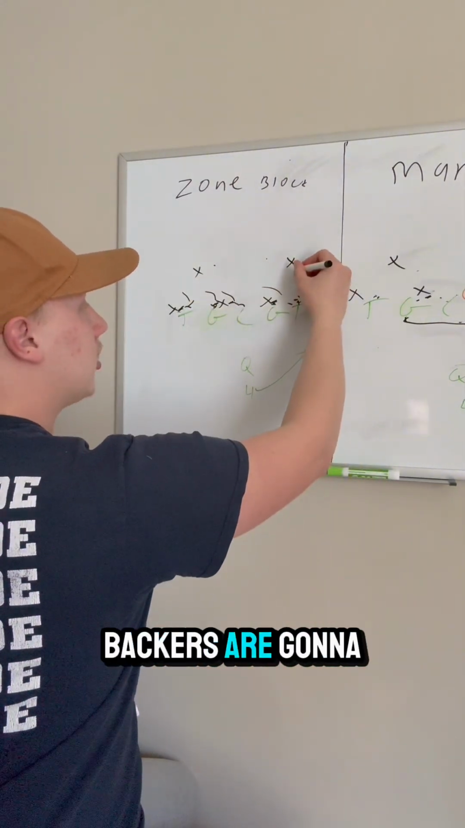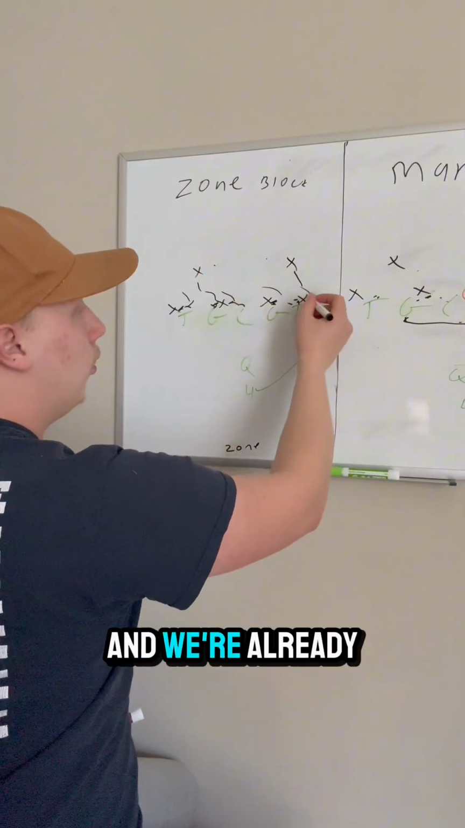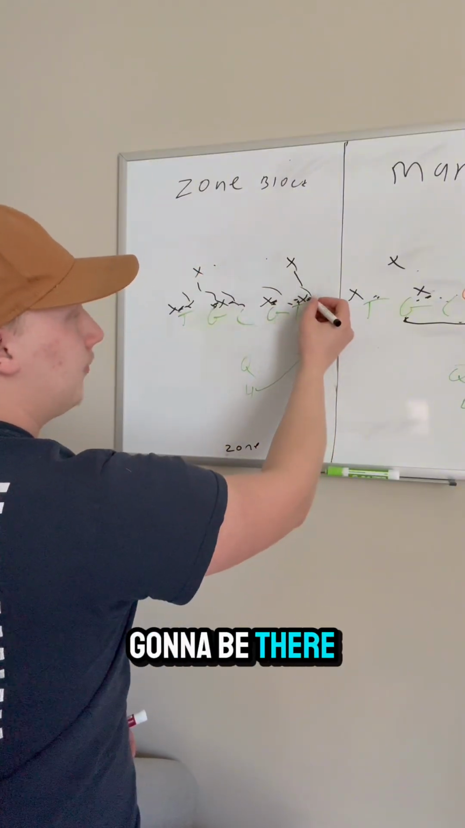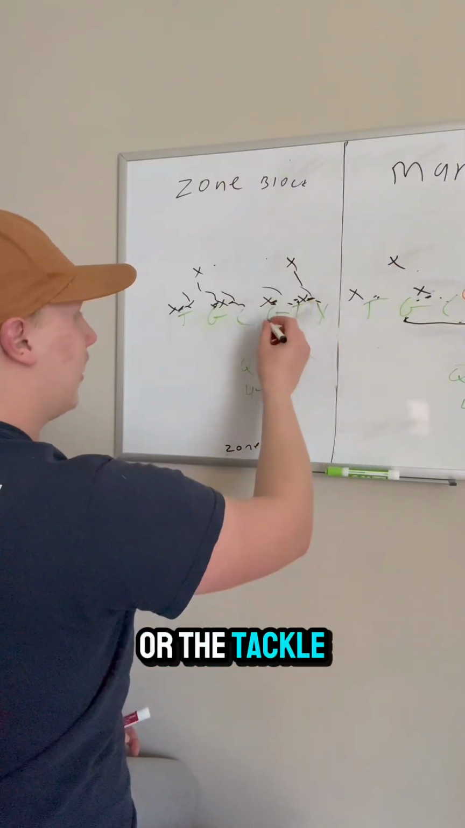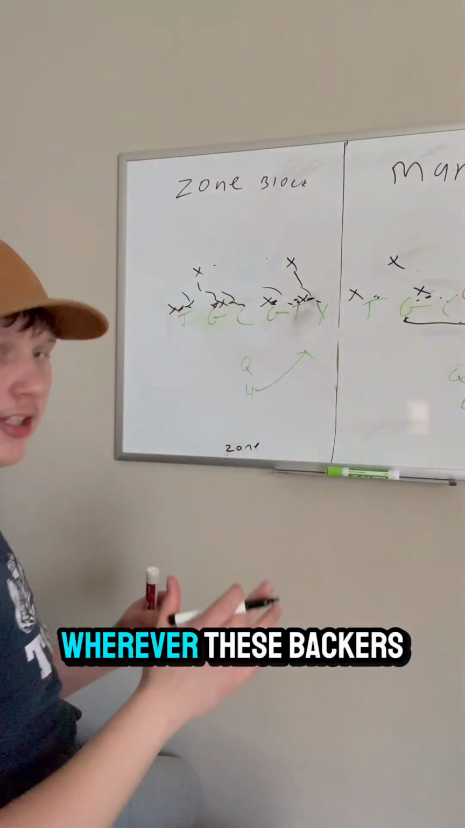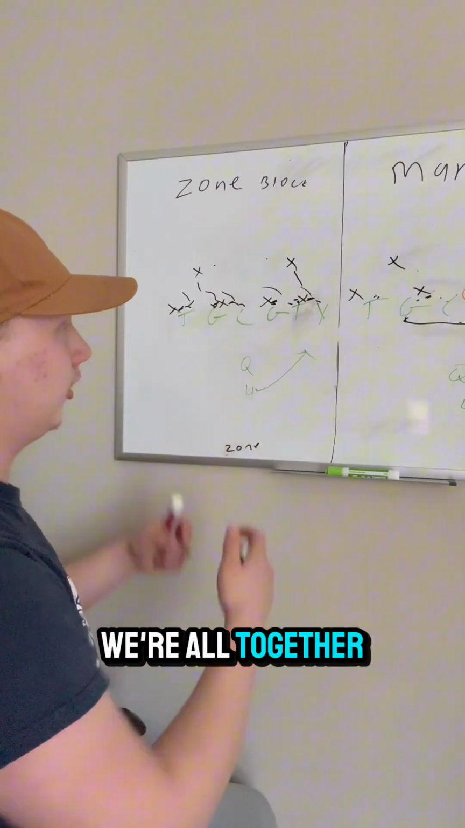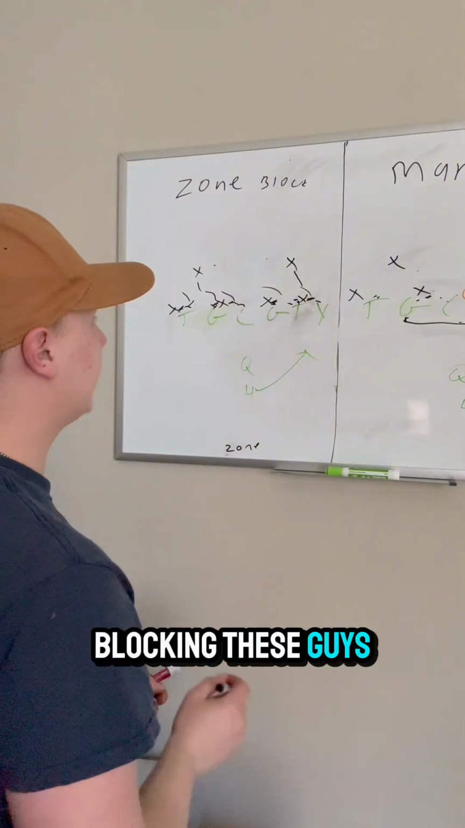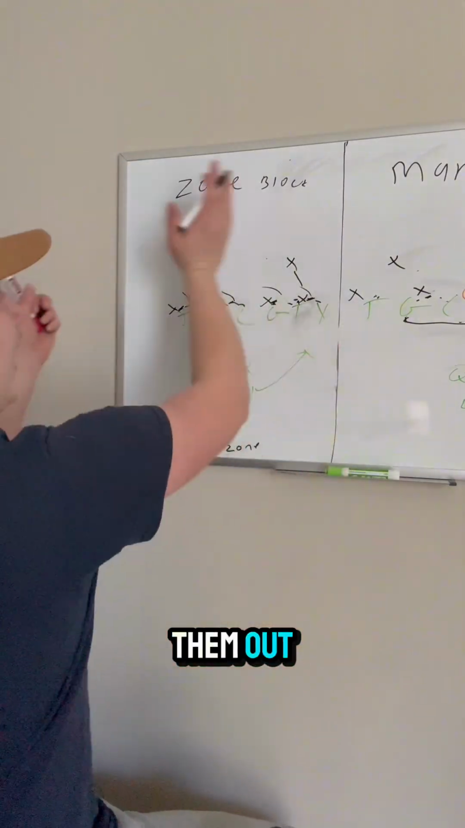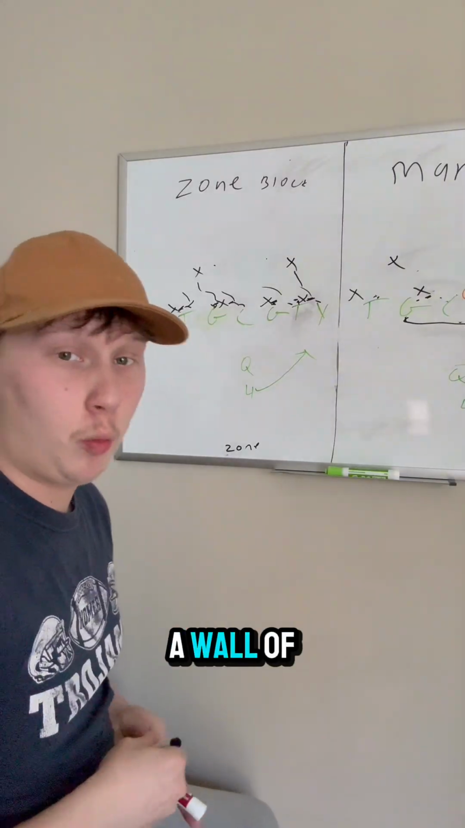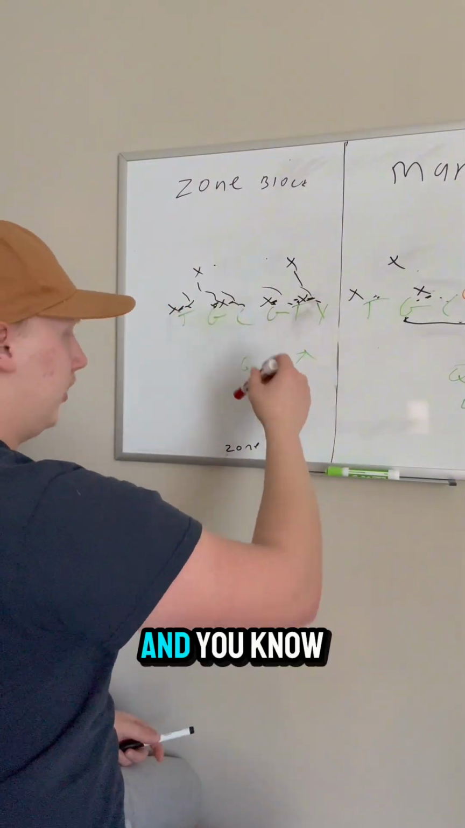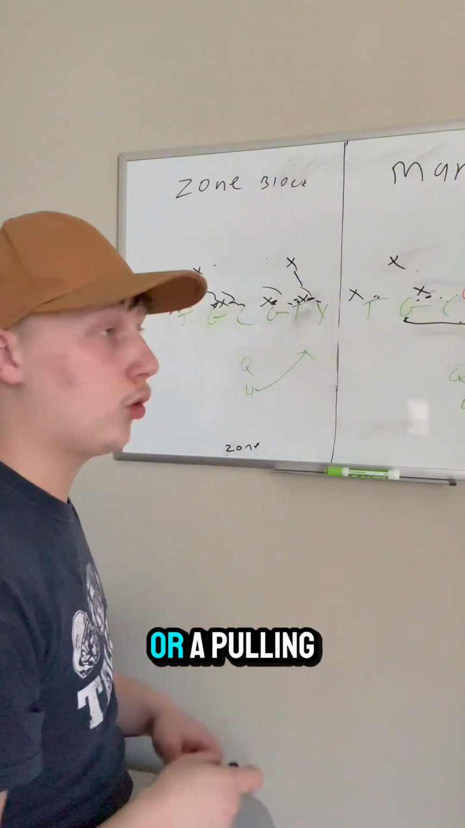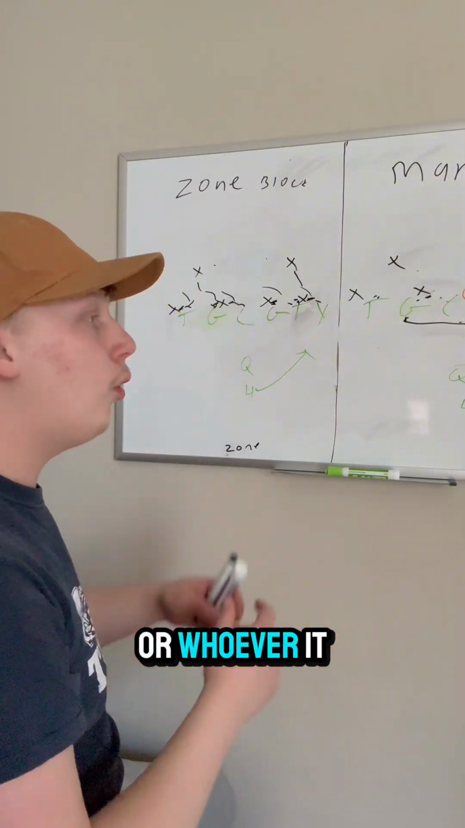And then these backers are going to fly to the ball. And we're already going to be there, so the Y will step up and get a piece of him, or the tackle, or the guard, or the center. Wherever these backers go, we're all together. So we're all blocking these guys. And we're washing them out. What it's going to look like is a wall of defenders blocking everybody. And, sometimes you'll have a fullback, or a pulling guard, or whoever it may be.